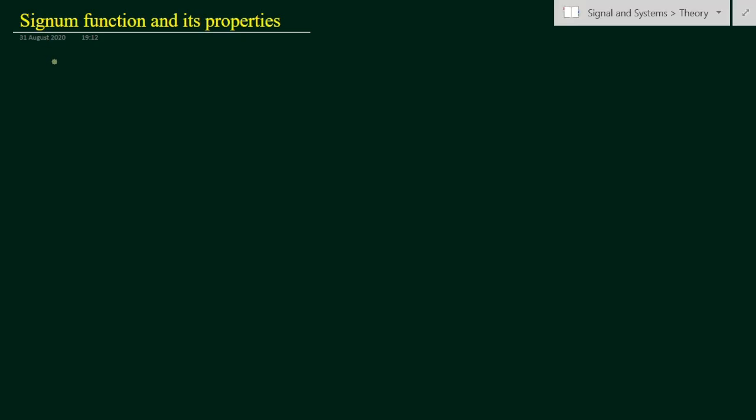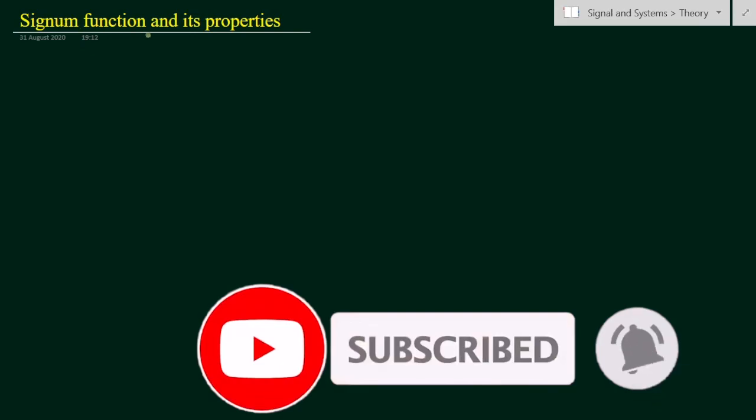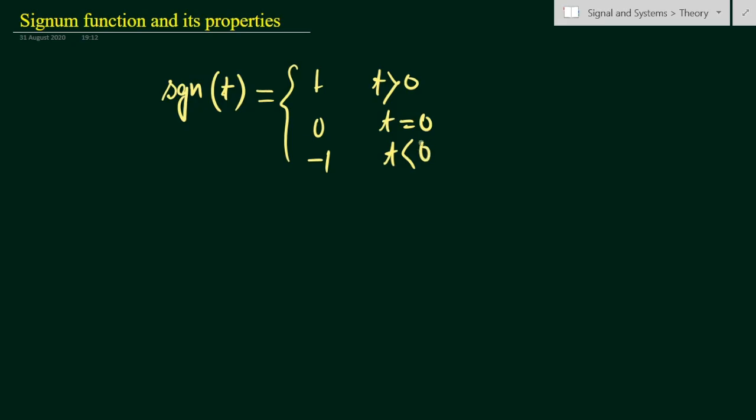Dear students, in this video we will see what is a signum function and later on we will see its properties. So what is a signum function? A signum function is defined as Sgn of t. It is equal to 1 for t greater than 0, 0 for t equal to 0, and minus 1 for t less than 0. So this is the definition of a signum function.